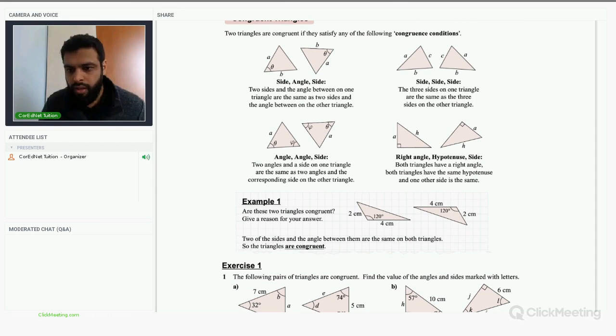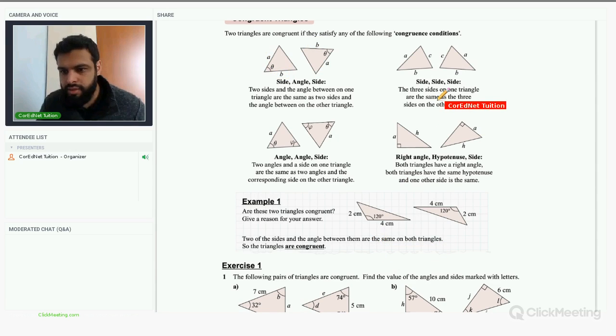Okay. So let's have a quick look at what they're saying here. The two triangles are congruent if they satisfy any of the following conditions. So we've got side, angle, side. Two sides and the angle between them on one triangle are the same as two sides and the angle between them on the other triangle. So basically this and this and this are the same as here, here, and here. That's all it's really saying in a roundabout way.